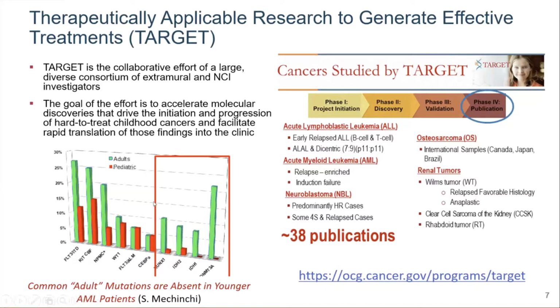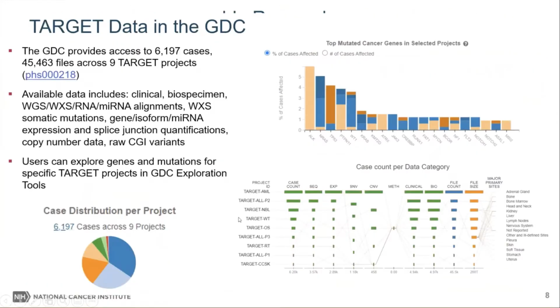One thing to note too is that in this particular publication, we still see adult mutations that are absent in younger AML patients. In one of the TARGET initiatives, the studies looked at 142 driver genes and only 45% matched adult drivers. You can certainly read more about TARGET on the OCG program page and access the publications on the GDC publication page. About the TARGET data we have in the GDC, there's a little over 6,000 cases.